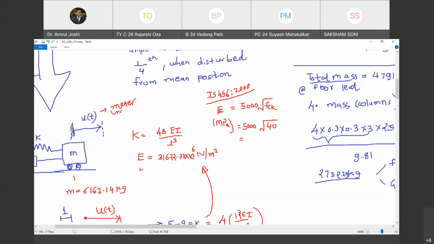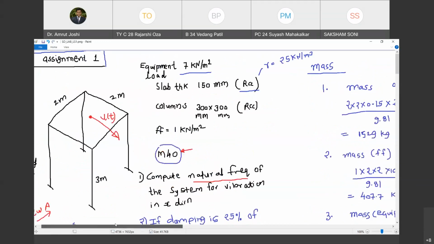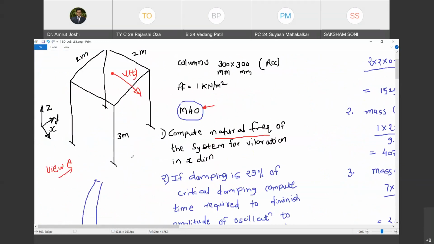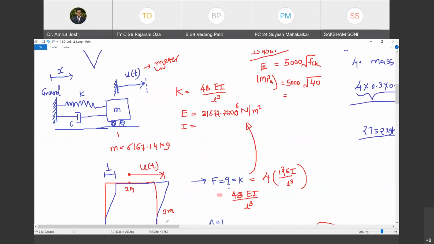Now, what is the value of I? So how do I obtain the value of I? So what is the cross section of this column? Cross section of column. I किसका calculate करना है? I have to calculate it. Moment of inertia is to be calculated for the column. So what is the cross section of the column? Column cross section is given as 0.3 meter by 0.3 meter. Do you agree with me?